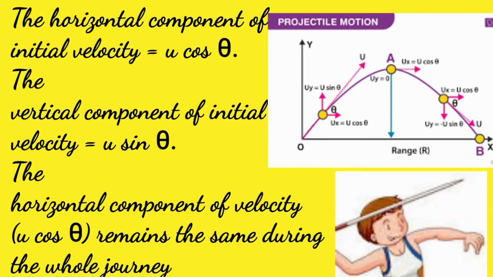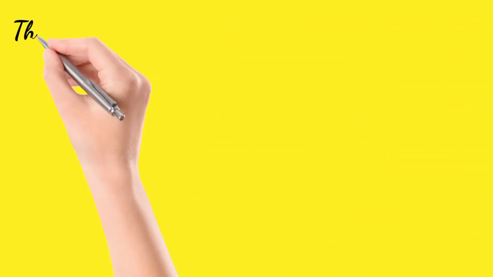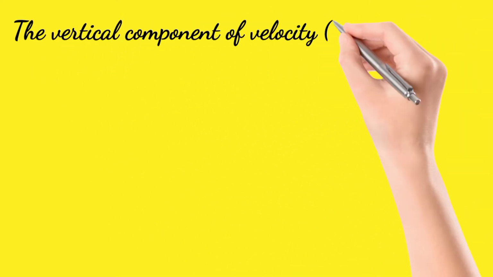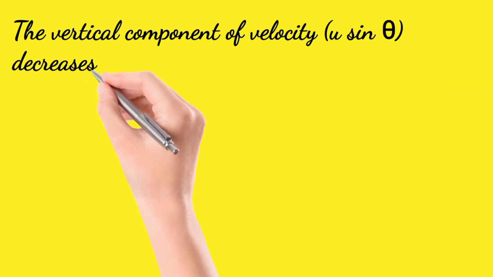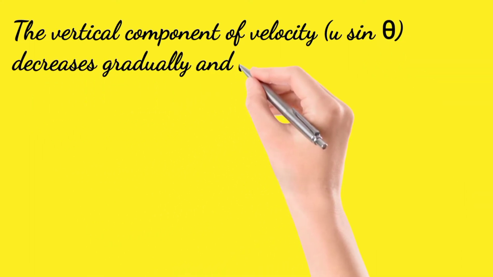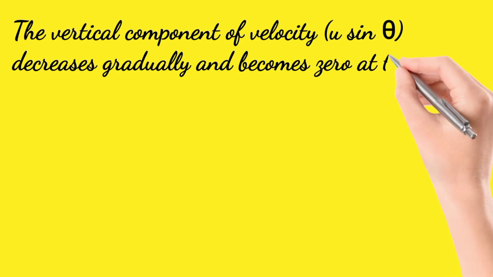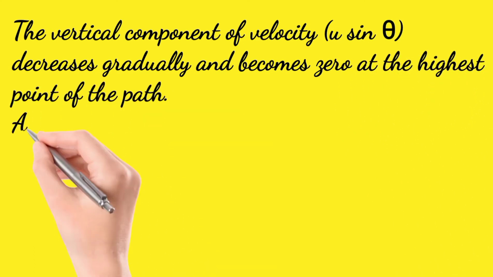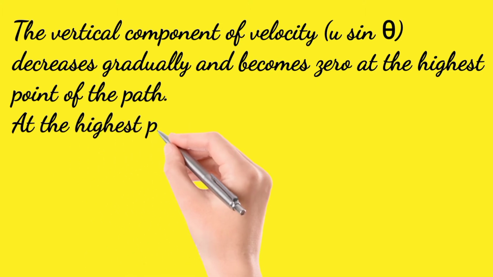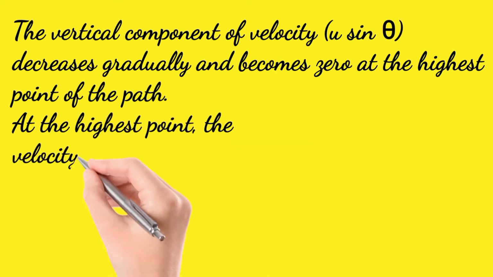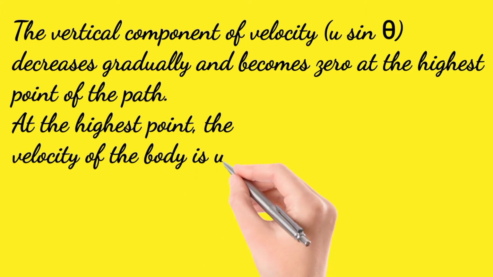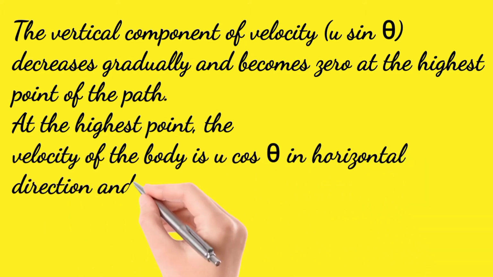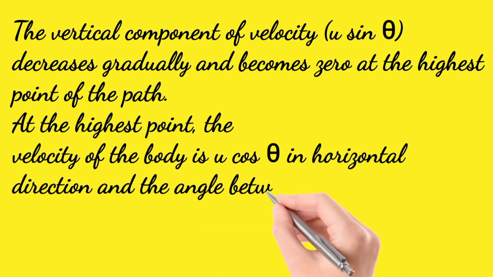The horizontal component, u cos theta, at the maximum height is the only component acting. So the vertical component of velocity, u sine theta, decreases gradually and becomes 0 at the highest point of the path, as we've already made mention of. So at the highest point, it is only the horizontal component of the velocity that is acting, while the vertical component is 0. We've seen this in past questions.